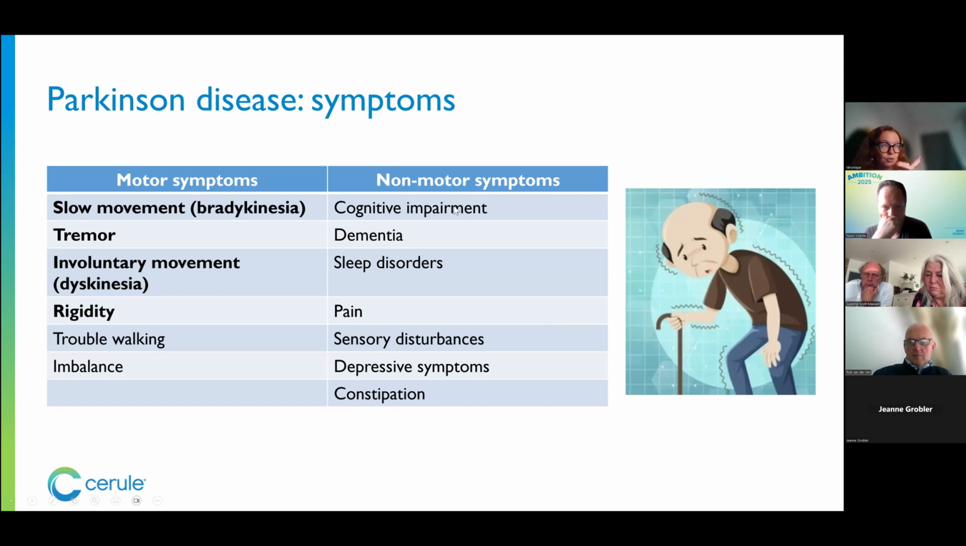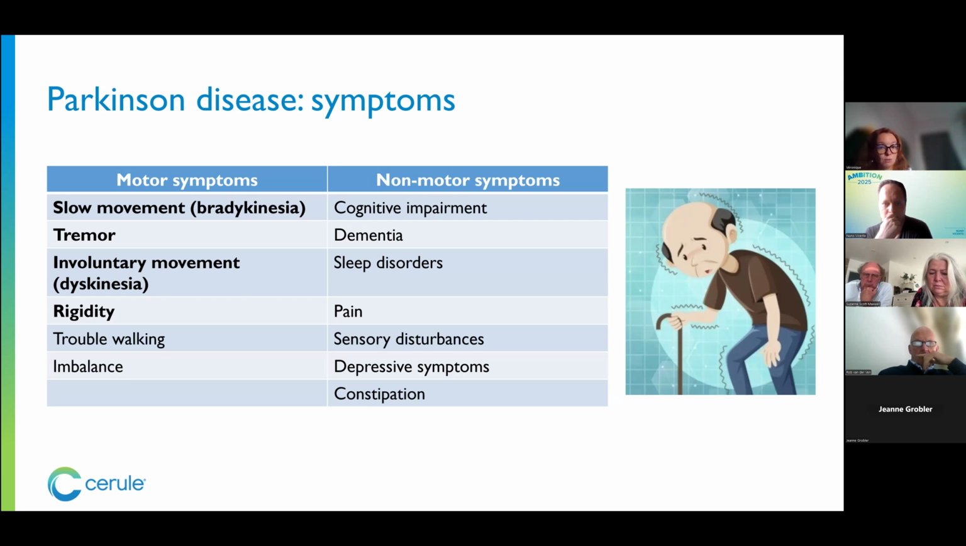This triggers the motor symptoms because, as I said, dopamine is linked to the coordination of movements. So we have motor symptoms: slow movement, for example, so the bradykinesia, tremor, involuntary movements such as dyskinesia, rigidity, trouble walking, imbalance. And we have also non-motor symptoms because dopamine, serotonin, acetylcholine, which can also undergo neurodegeneration, are involved in cognitive function and mood change, etc.